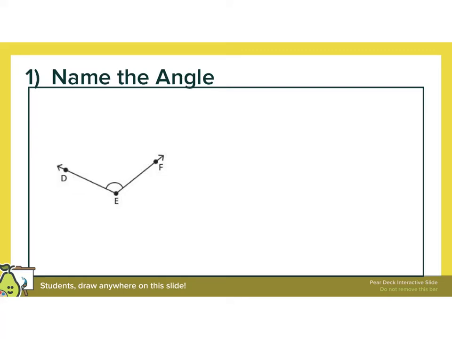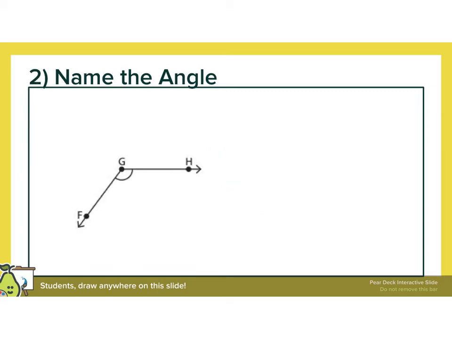Okay, so how do we name this angle? Well, this is a vertex that's going to go in the middle. So it's angle DEF, because that's alphabetical, but this is also correct, angle FED.